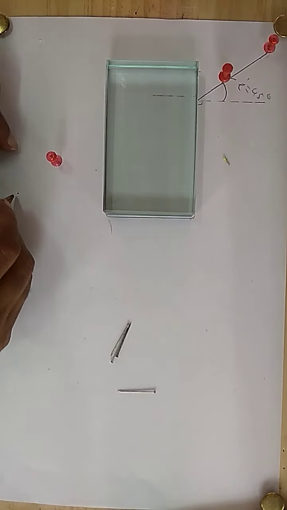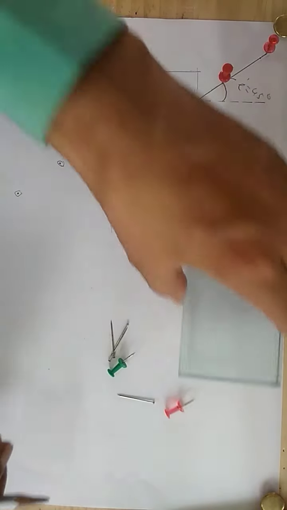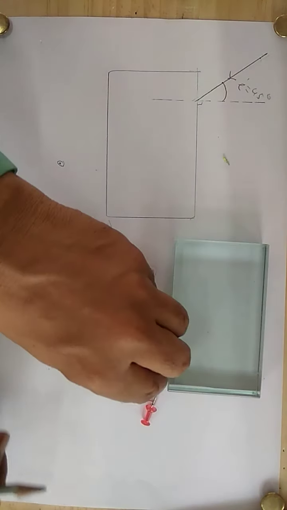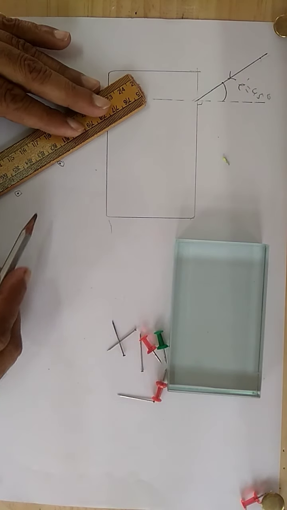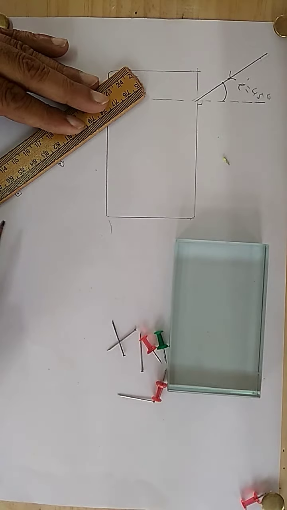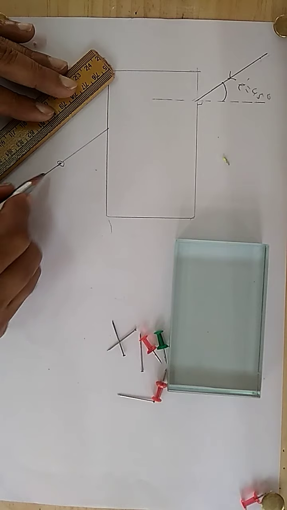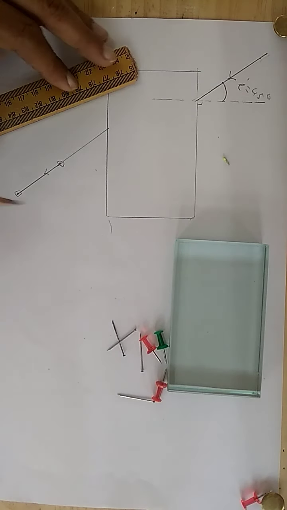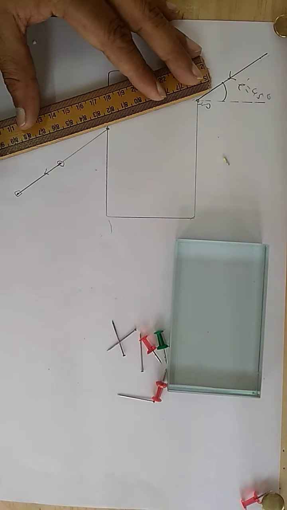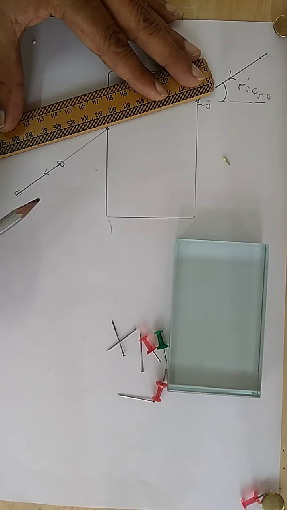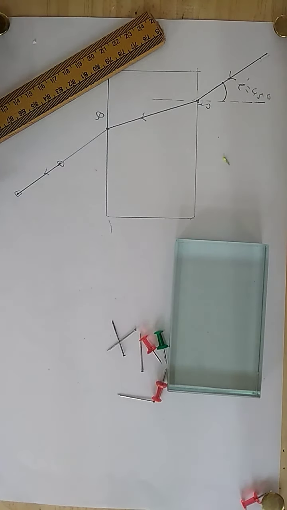Now remove these pins and put a point and circle the points. Remove the glass slab, remove the pins and join these two points till it meets the refracting face of the glass slab. It is the emergent ray. Now join this point, suppose P, to this point Q inside the glass slab. This is the refracted ray.